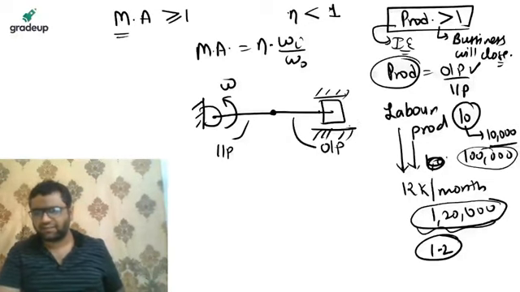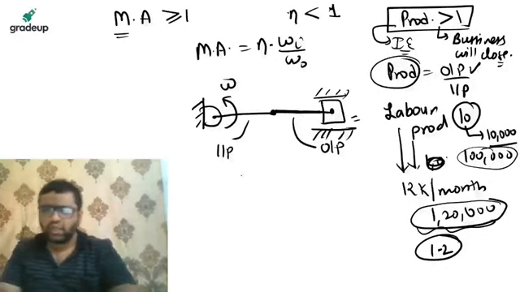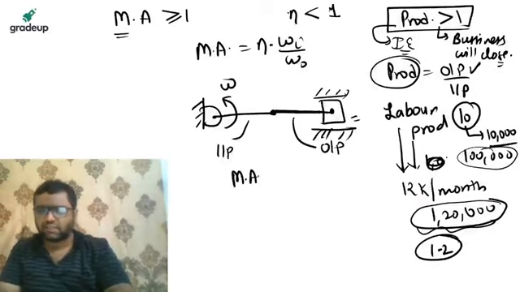Otherwise the slider is output only, but you can consider this to be the output because this is connected with the slider. So the velocity of the slider will depend upon this point only, and this point lies over this link, so we can consider it in this way. So my dear, mechanical advantage, as efficiency is not mentioned, you will be writing omega input by omega output.